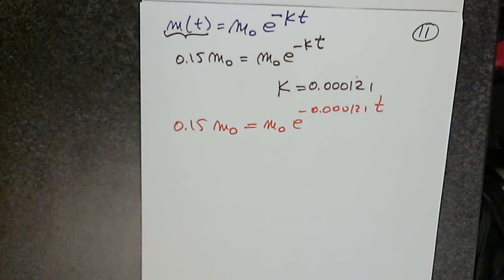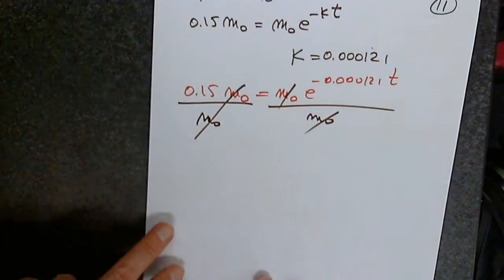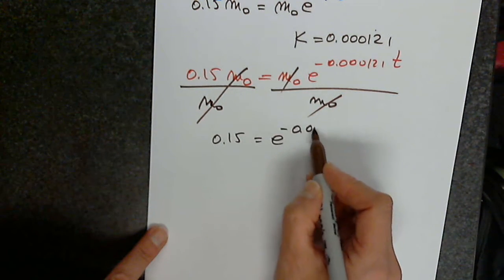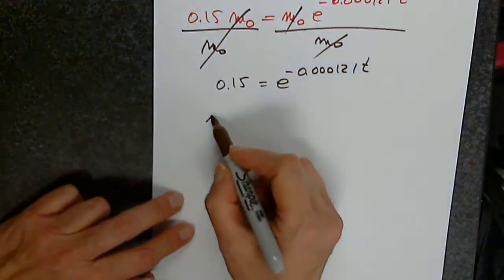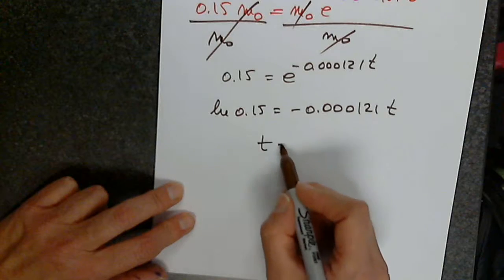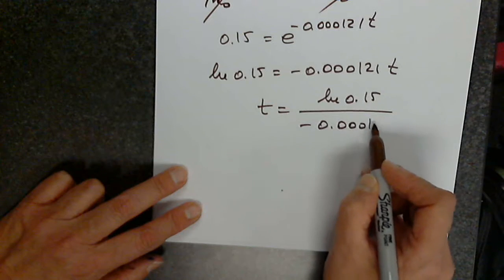Okay, so look at this and say, oh, I know what you're going to do first. And I'm pretty sure that's exactly what I have to do. What will you tell me to do first? And we did that in all equations. Exactly, of course. I have to get rid of that. Absolutely. And then from here is straightforward. 0.15 equals e to negative 0.000121 t. And then natural log. So natural log of 0.15 equals negative 0.000121 t. And therefore t equals natural log of 0.15 over negative 0.000121.